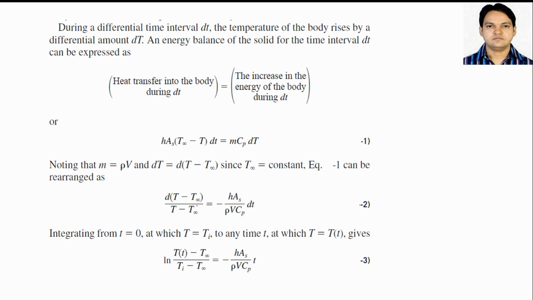So we can write this equation as d(T − T_∞) divided by (T − T_∞) will be equal to −hA_s divided by ρVc_p into dt. Now integrating from t equal to 0, at which T equals T_i, the initial temperature of our solid, to any time t at which T will be equal to T(t). So when you integrate and put it into the equation, it comes to ln of (T(t) − T_∞) divided by (T_i − T_∞) equal to −hA_s divided by ρVc_p times t.